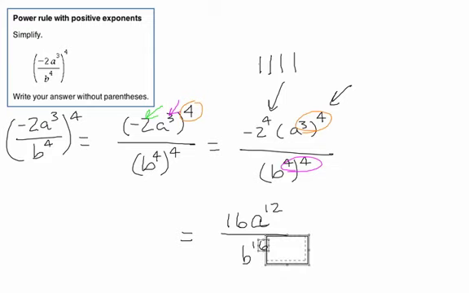Whoops. That's messed up. Get that out of there. There you have it. Final answer is 16a to the 12th over b to the 16th.